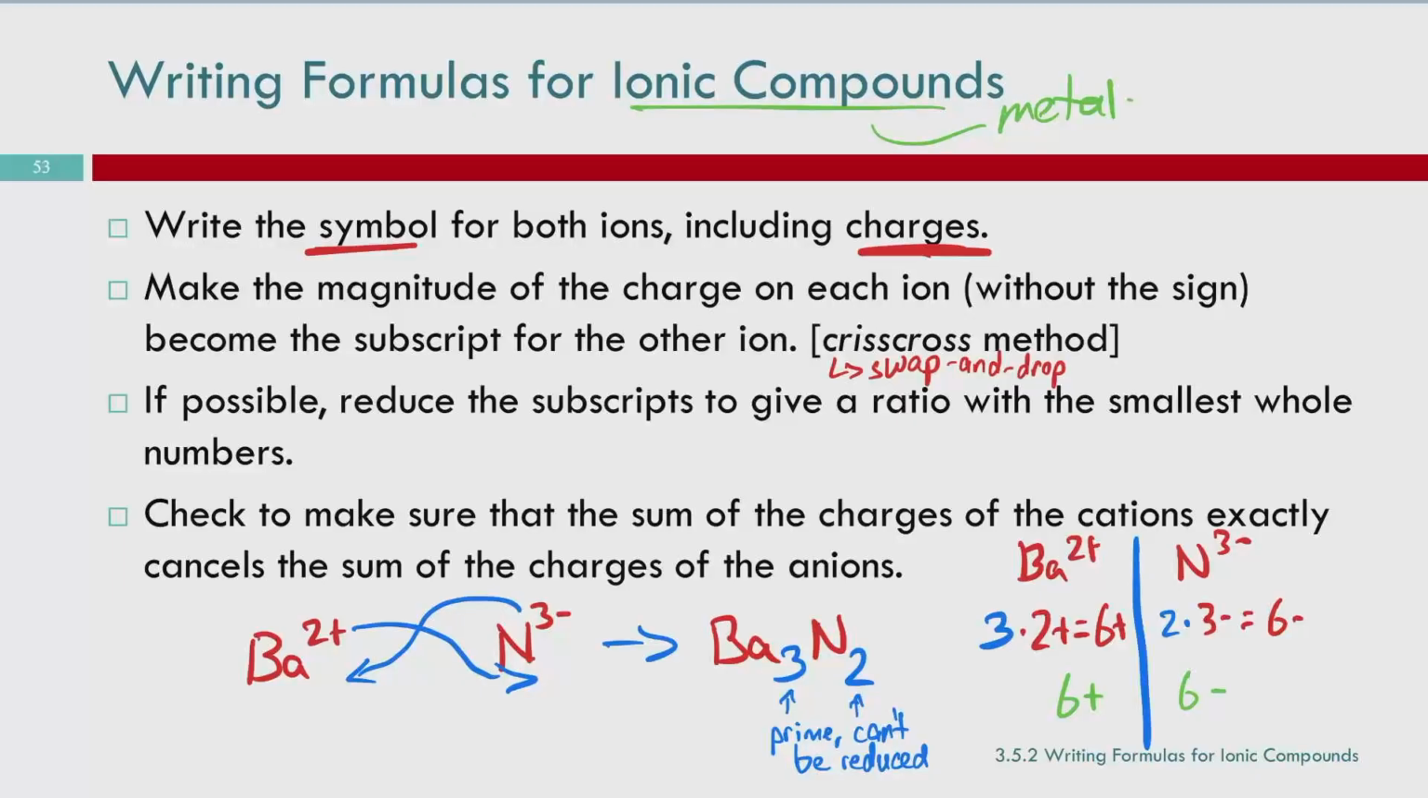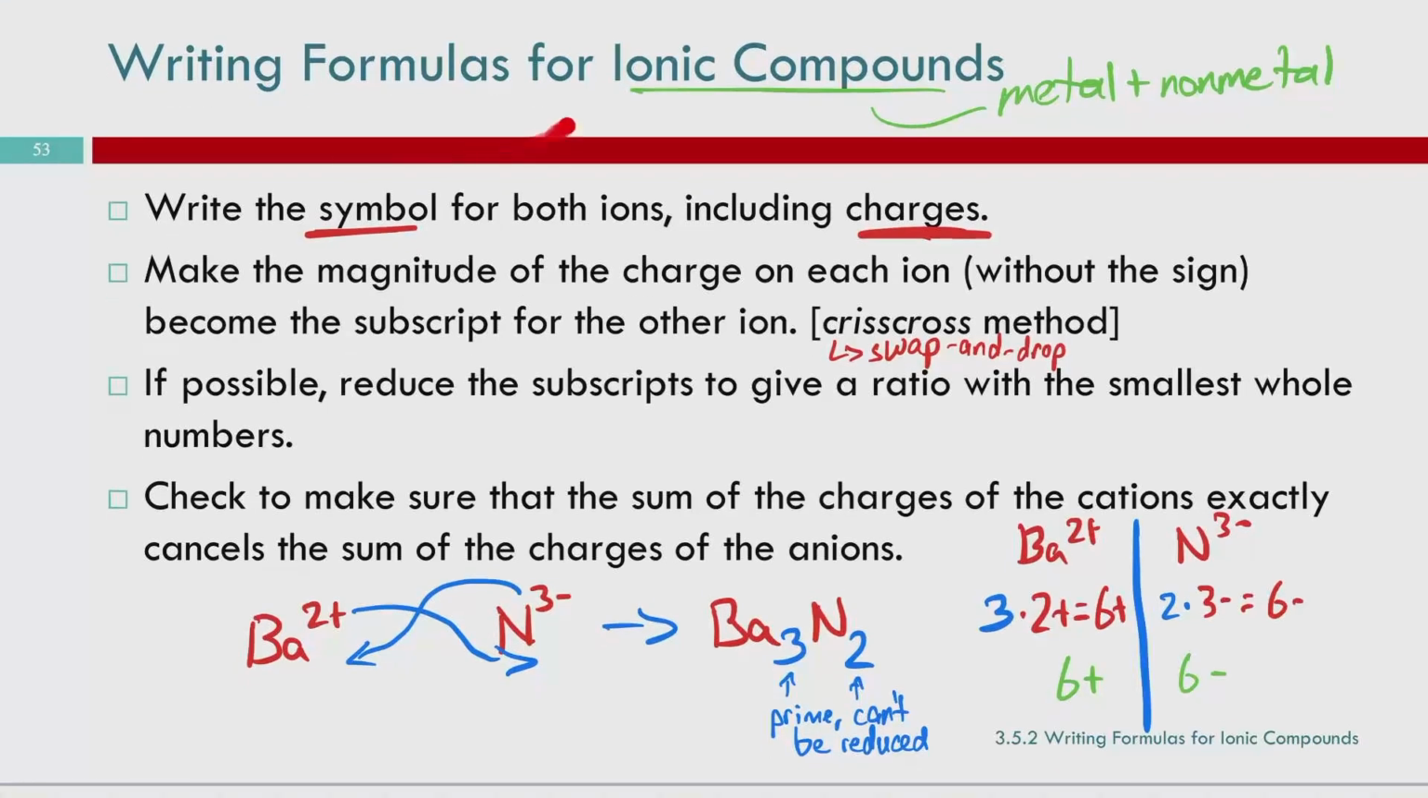Or, more generally, they're things that are made up of ions, which we can typically tell because there's a metal mixed in with nonmetals. To write a formula for an ionic compound, we want to first write the symbol for both ions, that's the 1 or 2 letter code, and include the charges. The charges get incorporated as superscripts, and they follow the symbol. So for example, barium normally has a 2+ charge, so that goes in the top right.